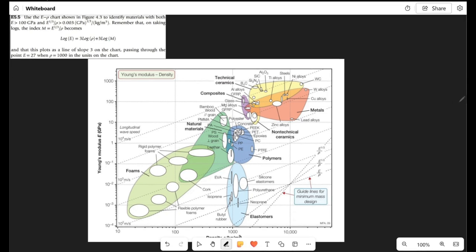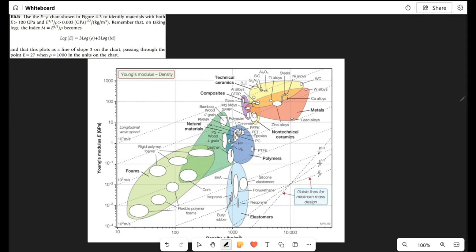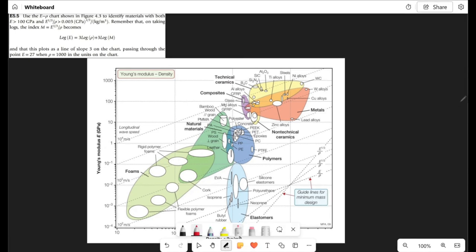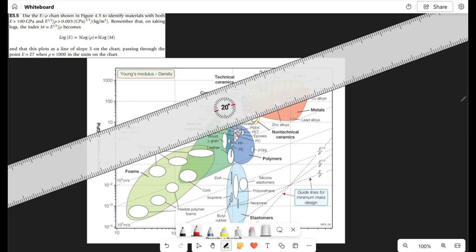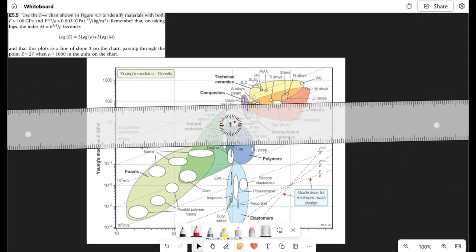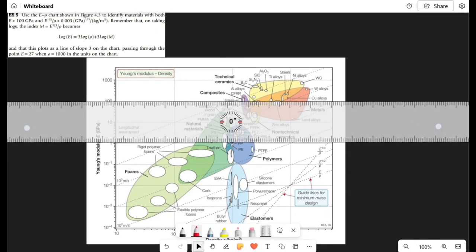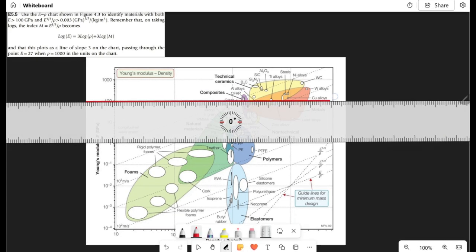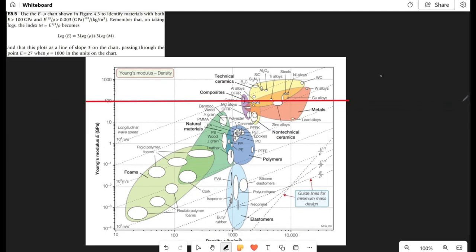So they're telling us to use this relationship to find the best material. First, let us solve for E greater than 100 gigapascal. For E greater than 100 gigapascal, we'll get our ruler and look for materials with a higher Young's modulus than 100 gigapascal. So now that we have this, we'll draw a line greater than 100 gigapascal.